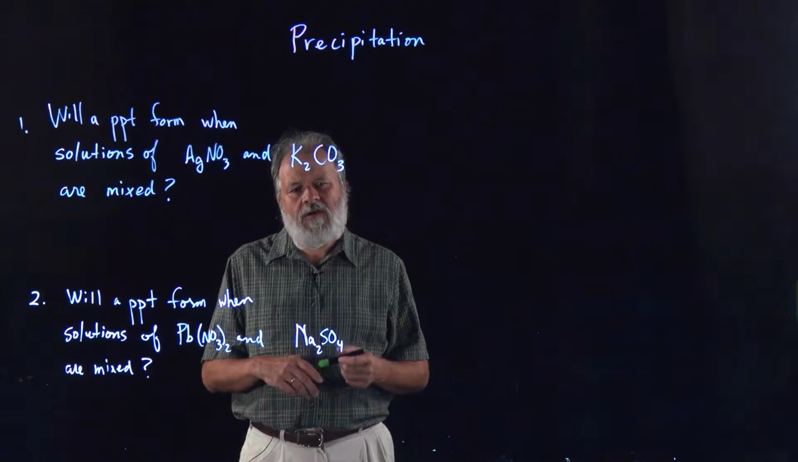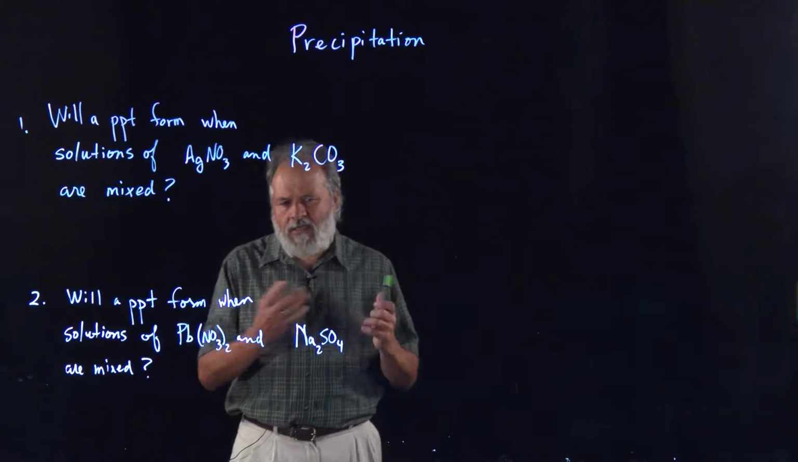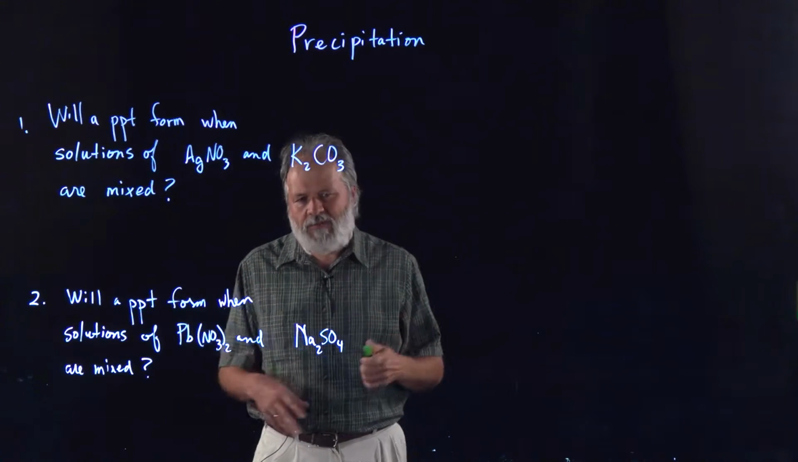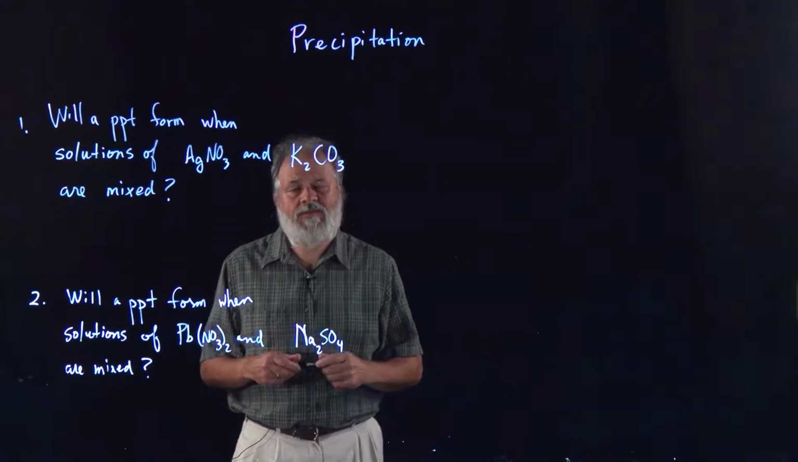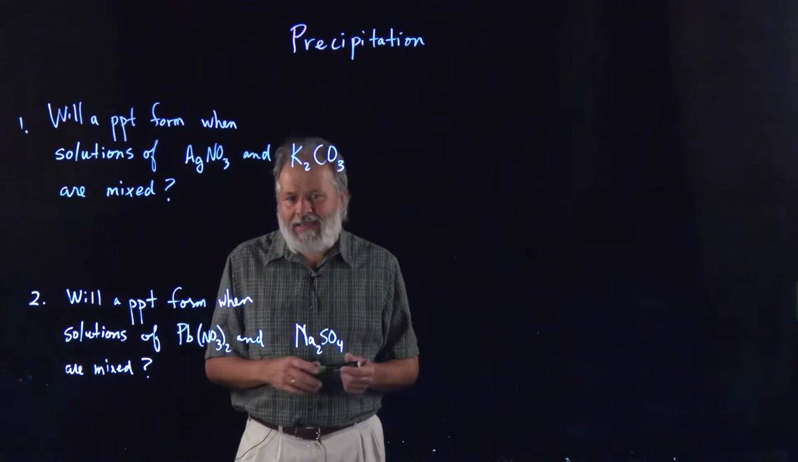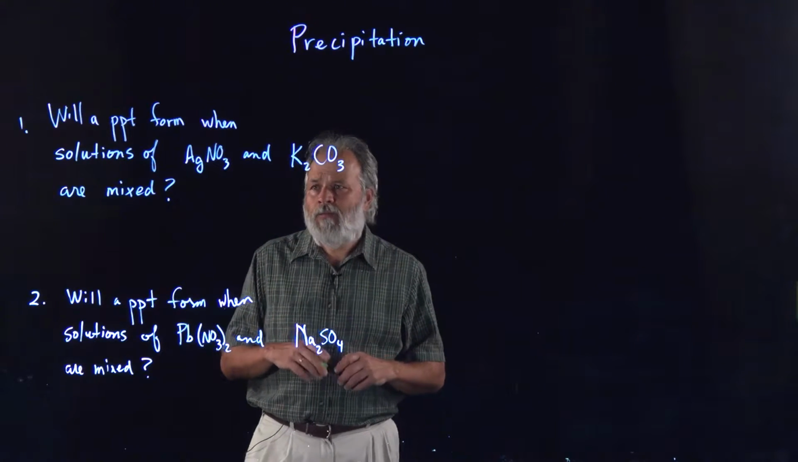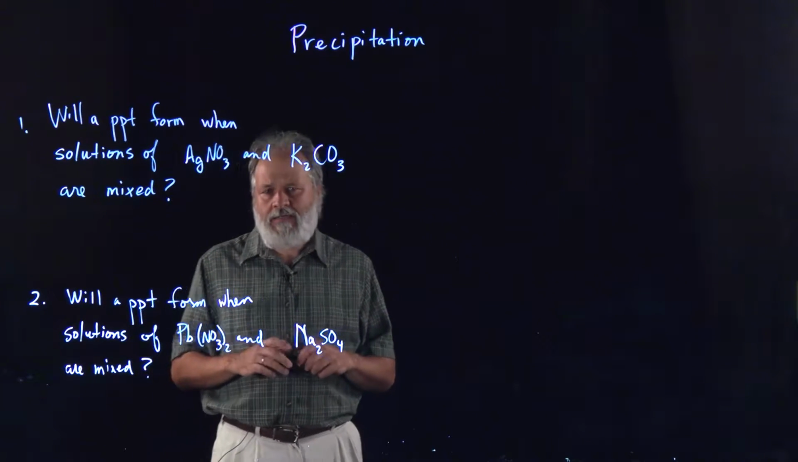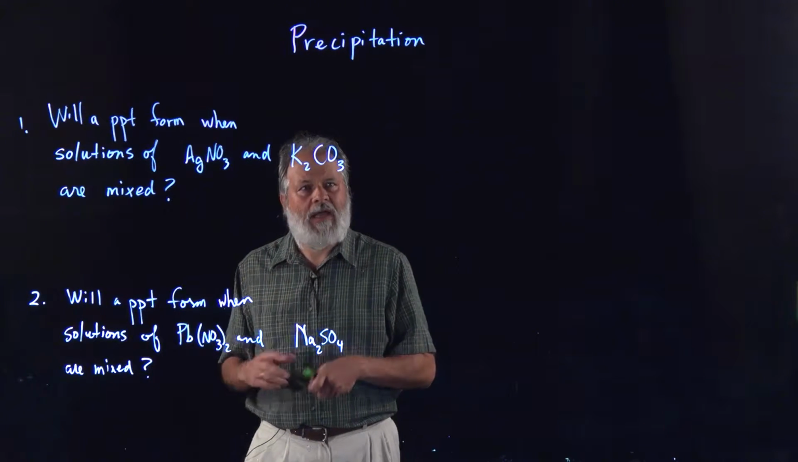This video is going to talk about the process of predicting whether an insoluble salt will be formed when you mix two solutions. And so you already know those are soluble salts. And we're going to write the net ionic equation from that. Okay, so if we have silver nitrate, we have silver ions, Ag+, and nitrate ions, NO3-.